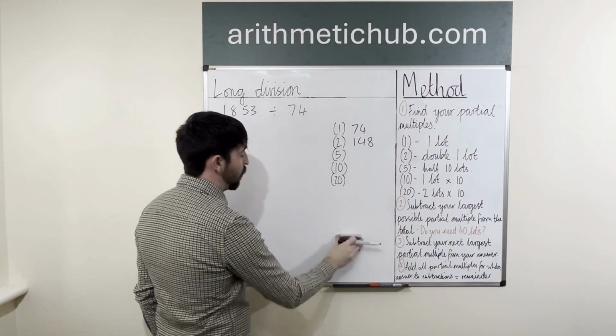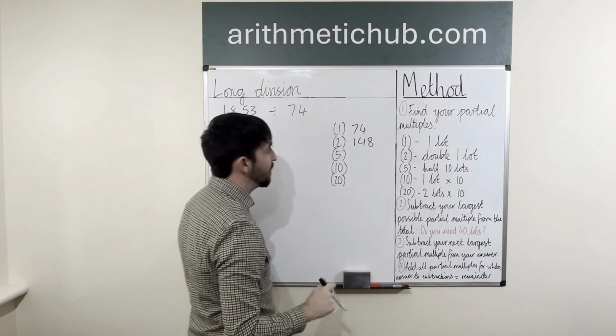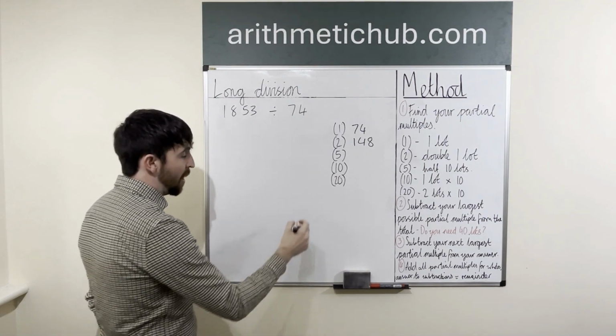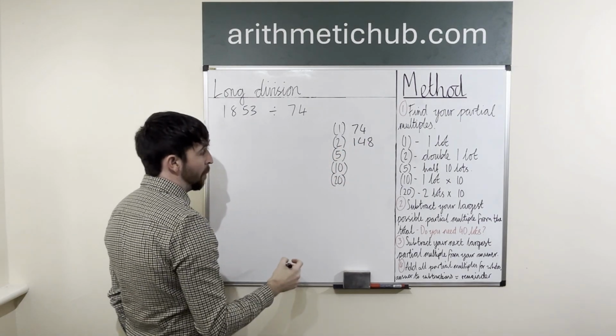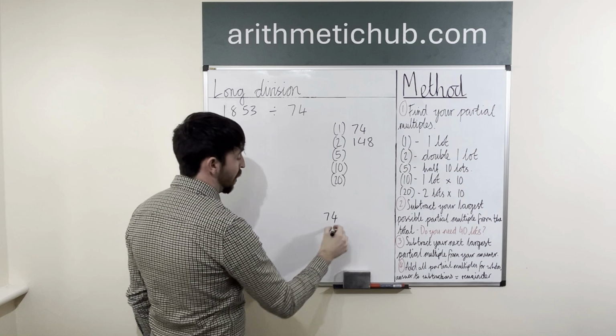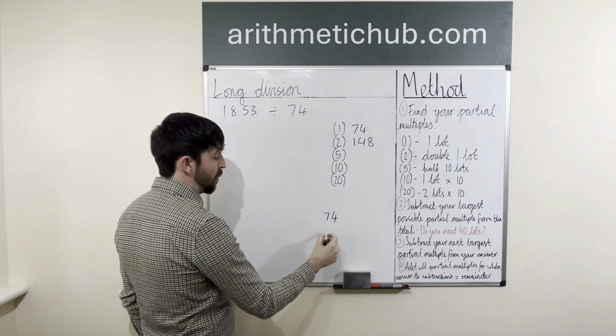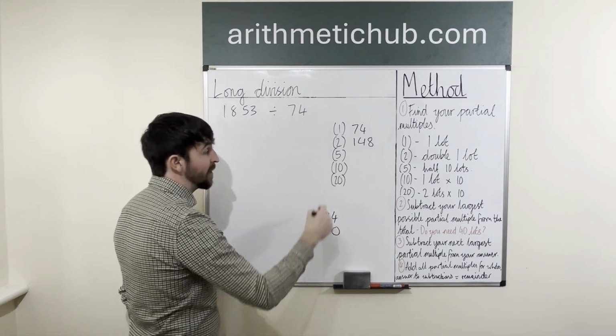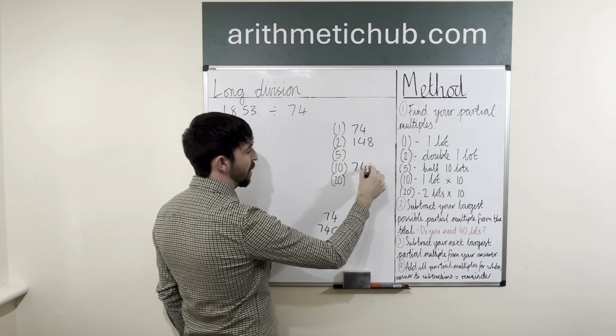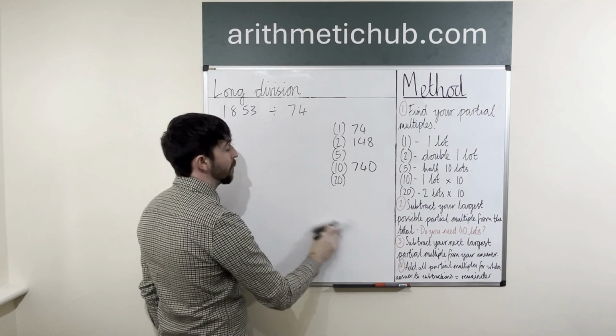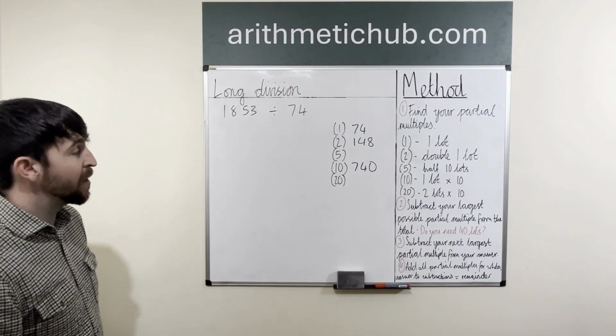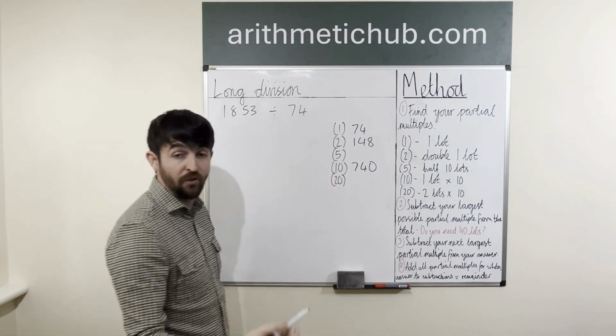1 lot is 74. The next thing I find is what 10 lots are. The way that I would do that is I would multiply 1 lot by 10. So 74 multiplied by 10. I know I'm moving the digits one place to the left. It's going to give me 740 there, like that.